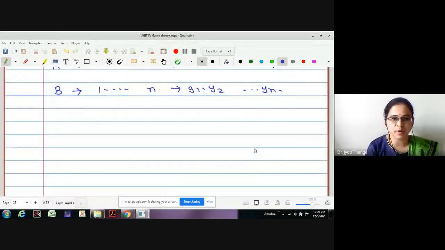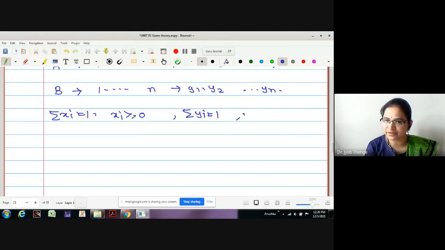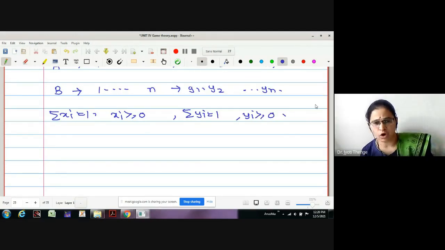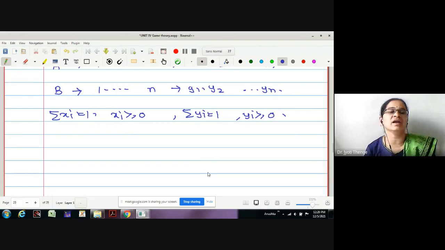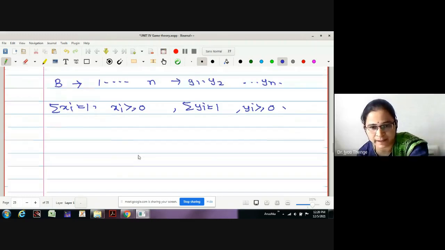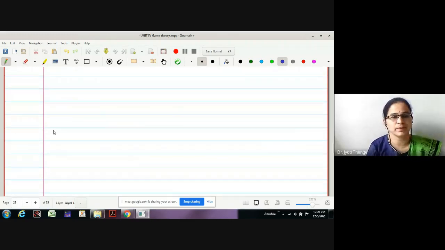Therefore, if these are the probabilities, what are the properties? Summation xi is equal to 1 and xi non-negative. Similarly, summation yi is equal to 1 and yi's are also non-negative. Non-negative, or one can write non-negative and less than or equal to 1 as well. Okay. And these are the probabilities, right?